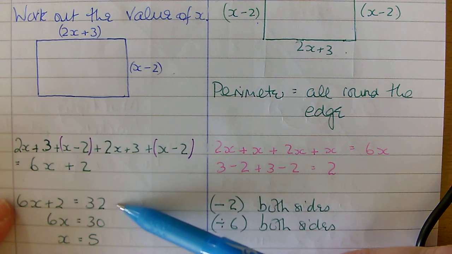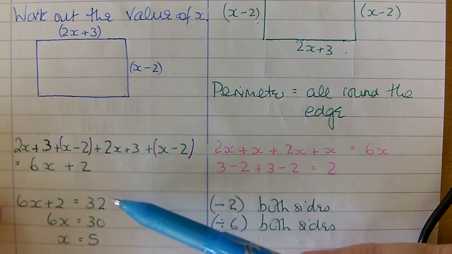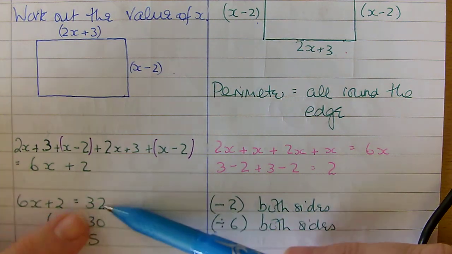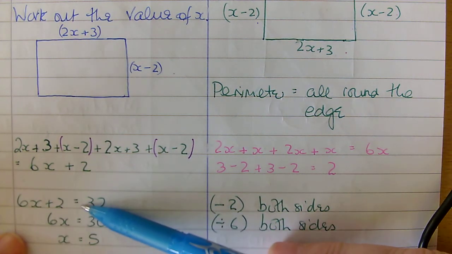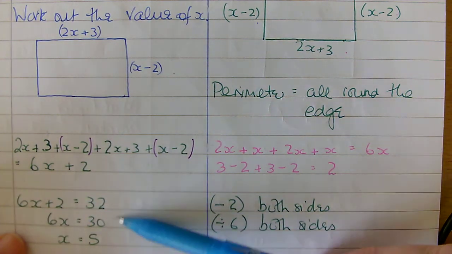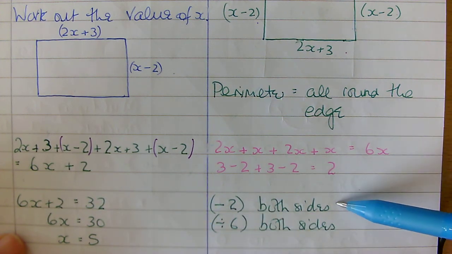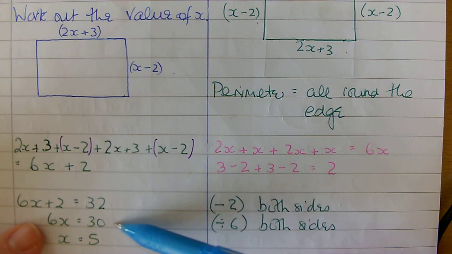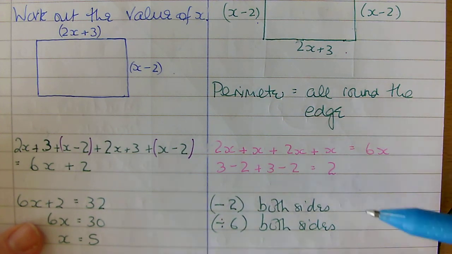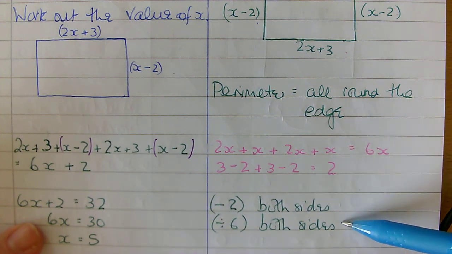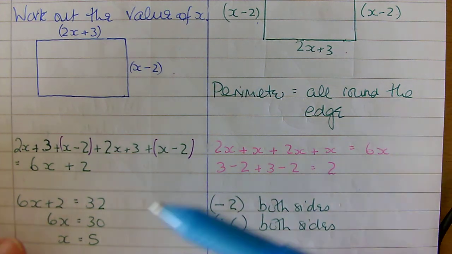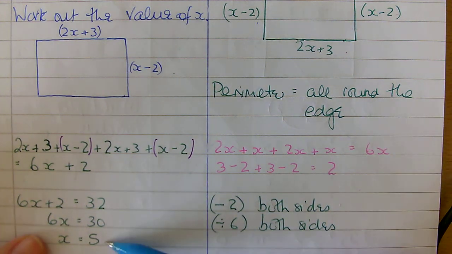And we know, because it tells us in the question, that the perimeter is worth 32, and so we can say that this and 32 are equal. And what we have then is an equation which we need to solve. So we would take 2 from both sides, which gives us 6x is 30, and then divide both sides by 6, which gives us x is equal to 5. So we've found the value of x.